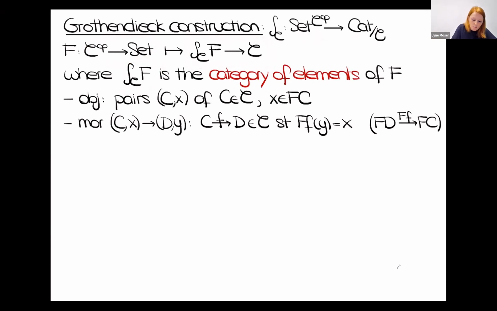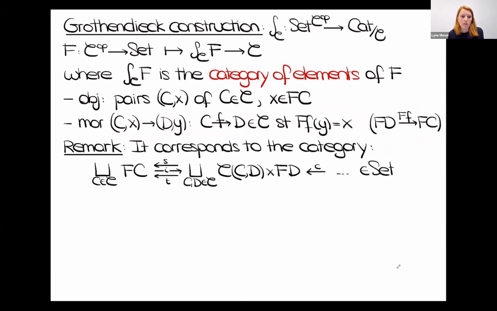It has as objects pairs (C, x) of an object C in C together with an element x of the set FC. Its morphisms from (C, x) to (D, y) are morphisms in C such that this equality is satisfied. Since F is contravariant, F of f is a map of sets from FD to FC, and so I can ask that y is sent to x. This is the condition that these morphisms satisfy.